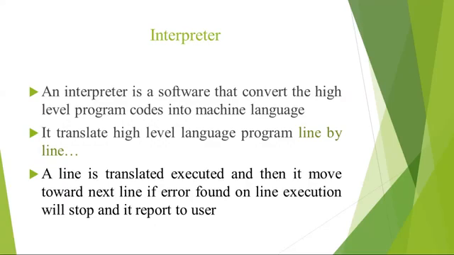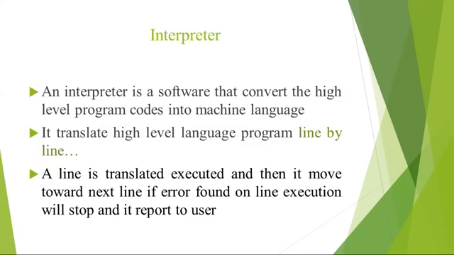The third type of language translator is the interpreter. An interpreter is basically software that converts high-level language program code into machine language. It translates a high-level language program line by line. One thing you need to keep in mind is that it converts line by line. A line is translated, executed, and it moves toward the next line. If an error is found on a line, execution will stop and it reports to the user.